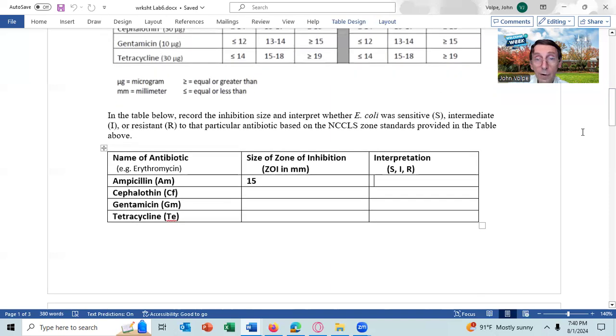All right, so in this table, you must fill in the zones of inhibition size in millimeters and then give the interpretation. Whether it's sensitive, you can just write an S, or intermediate, an I, or an R for resistant to these antibiotics.